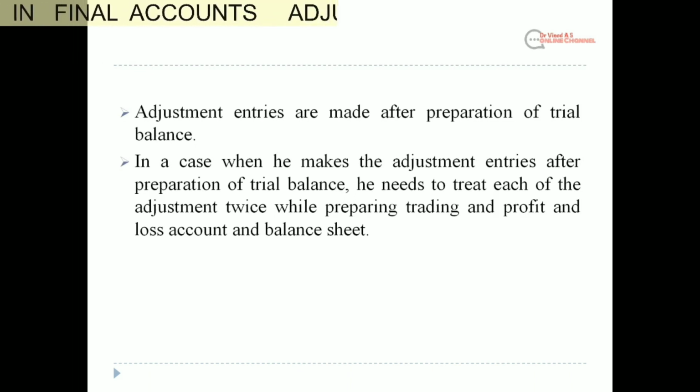Adjustment entries are made after preparation of a trial balance. When an adjustment entry is made after preparation of the trial balance, each adjustment needs to be treated twice while preparing the trading and profit and loss account and balance sheet. So the outcome will be adjusted twice. That is, you have to show the amount in the trading and profit and loss account and in the balance sheet.